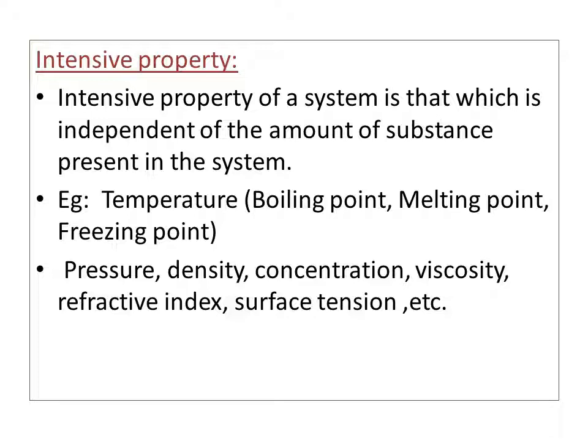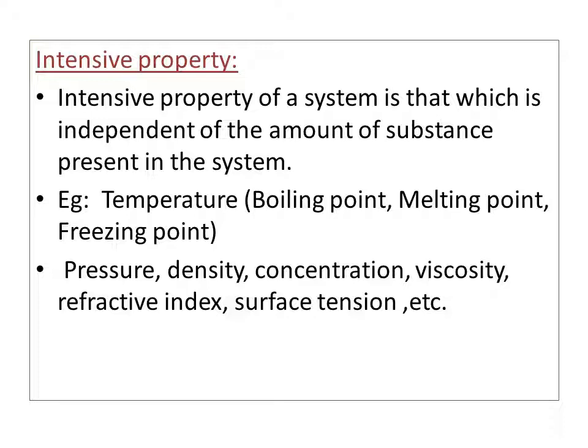Intensive property. An intensive property of a system is one which is independent of the amount of substance present in the system. Example, temperature, pressure, density, concentration, viscosity, refractive index, surface tension. Here temperature means boiling point, melting point, as well as freezing point. These properties do not depend upon the amount of substance present in the system.